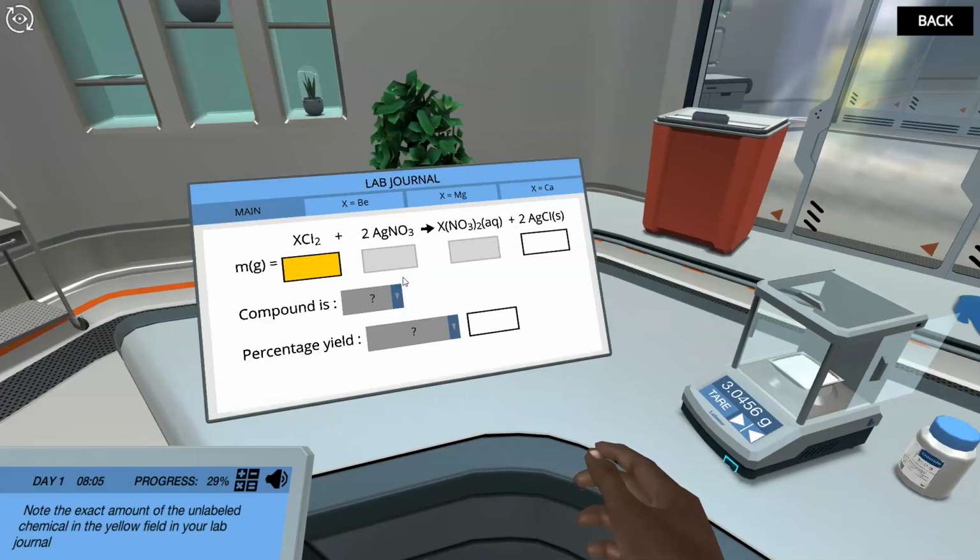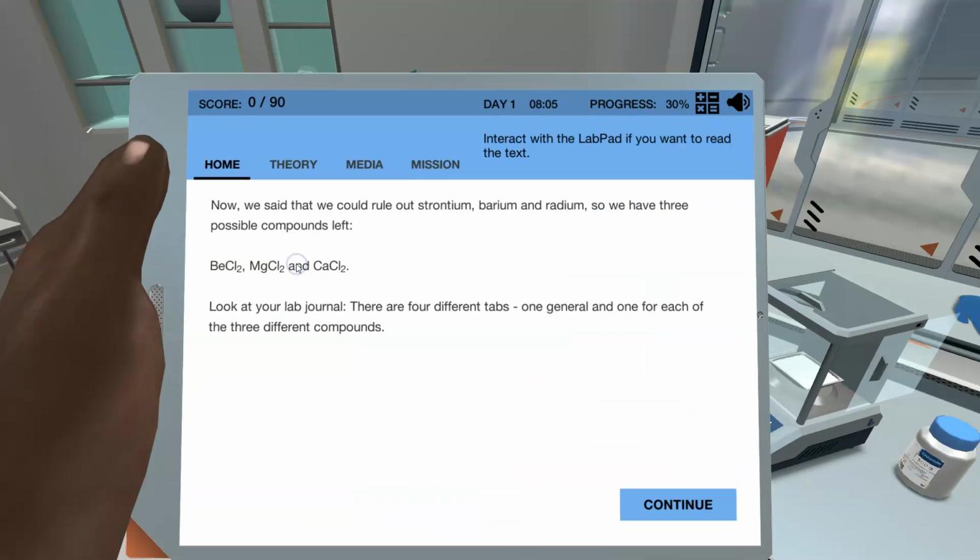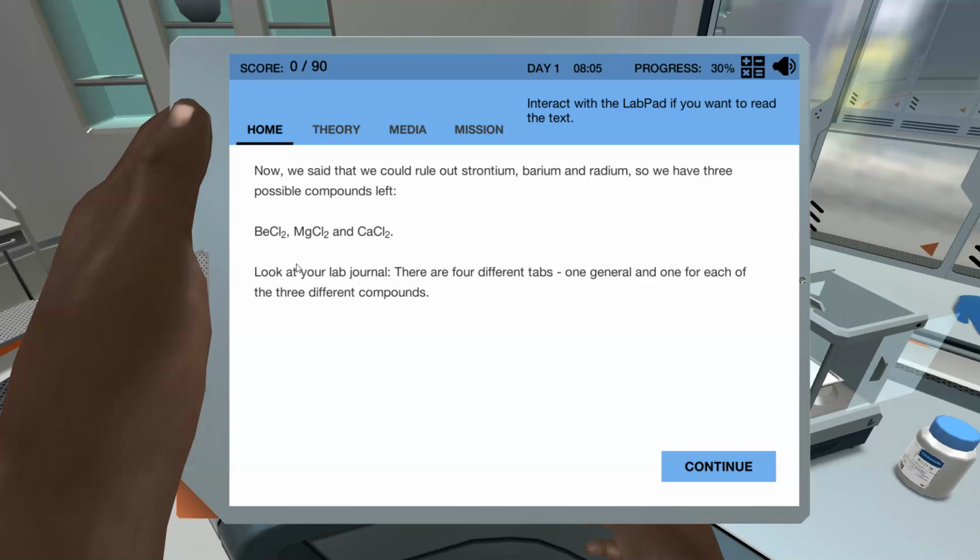Note the exact amount of the unlabeled chemical in the yellow field in your lab journal. Now, we said that we could rule out strontium, barium and radium, so we have 3 possible compounds left: beryllium, magnesium and calcium chloride. Look at your lab journal, there are 4 different tabs, 1 general and 1 for each of the 3 different compounds.